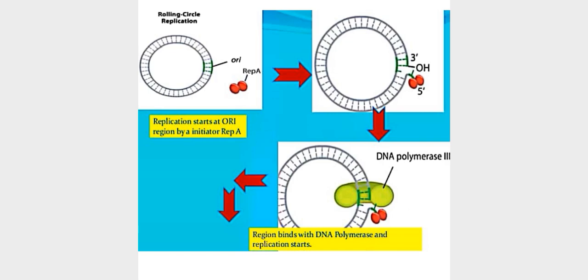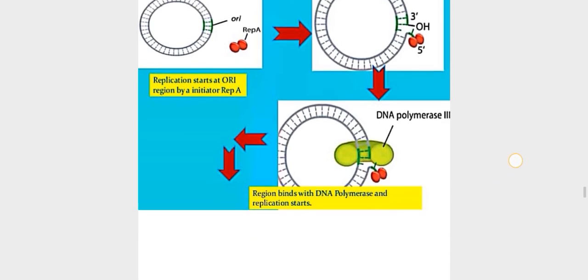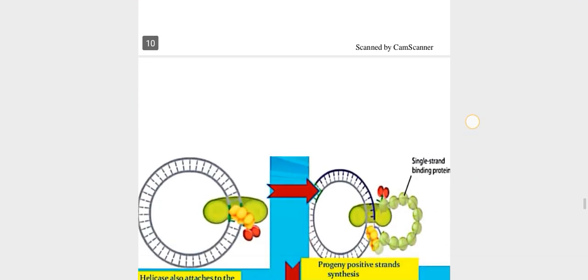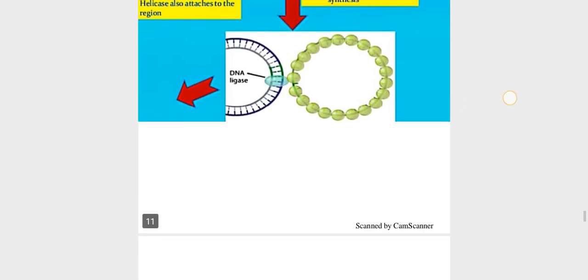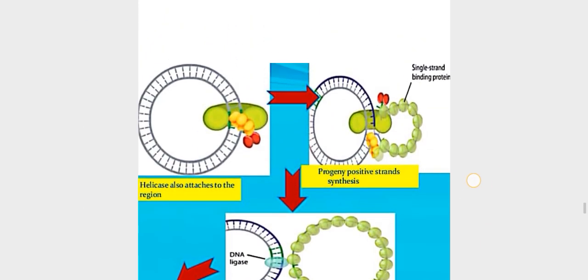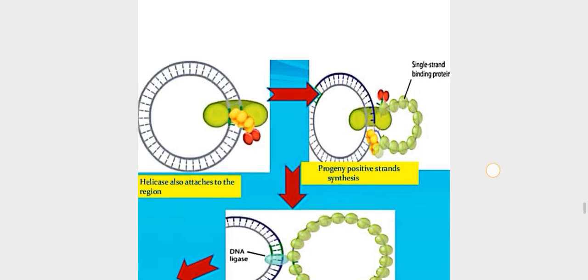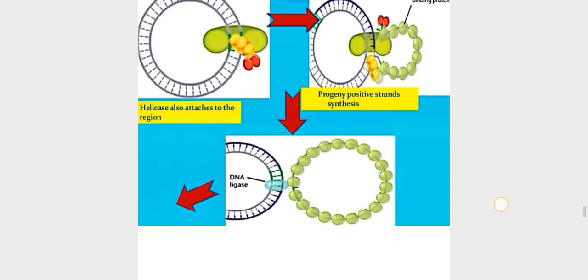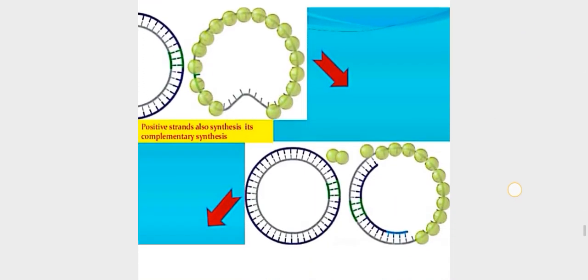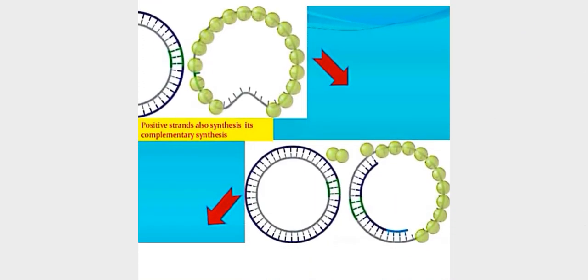Replication starts at the ORI region by an initiator, replication A. DNA polymerase 3 binds with the region and replication starts. Helicase is also attached to the region. Single strand binding protein. Progeny positive strand synthesis. DNA helicase joins that. Positive strands are also synthesized. It's complementary synthesis.